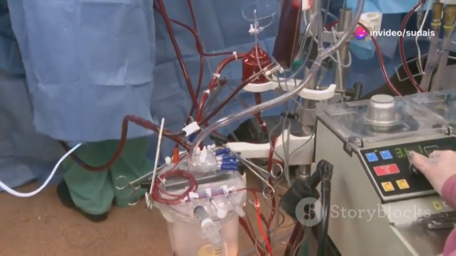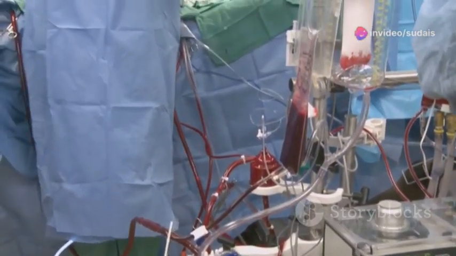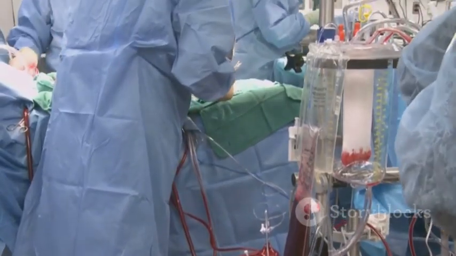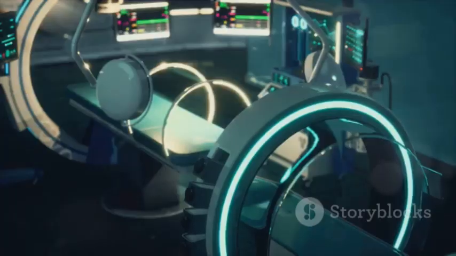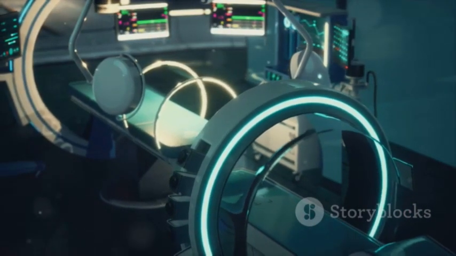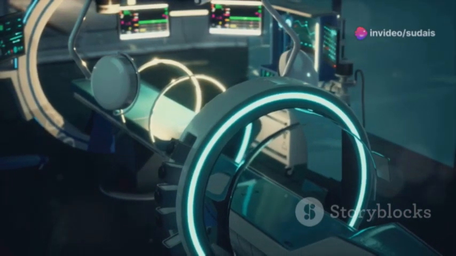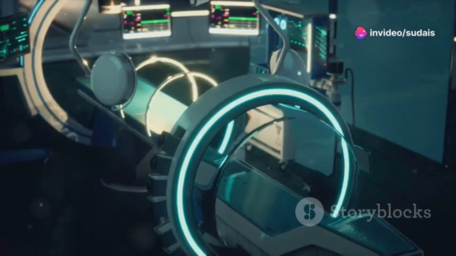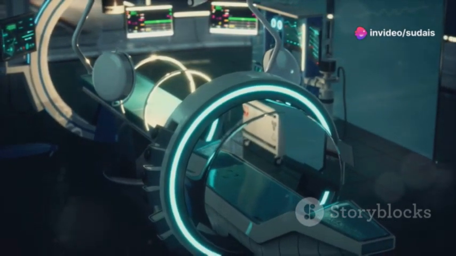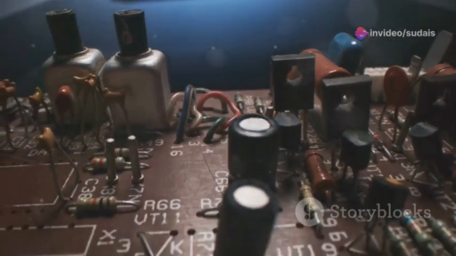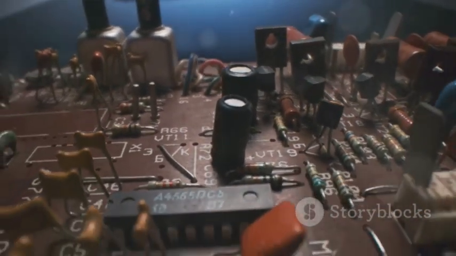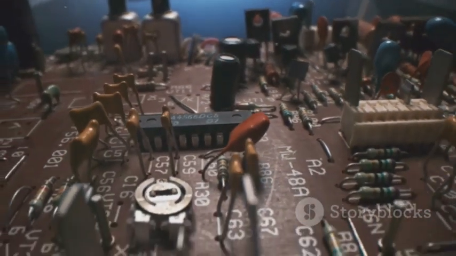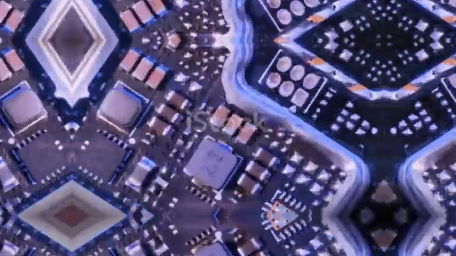They play a crucial role in countless industries, from healthcare and transportation to manufacturing and energy. Medical imaging devices rely on transistors to generate detailed images of the human body, aiding in diagnosis and treatment. From the mundane to the extraordinary, transistors have become the invisible force driving our modern world.